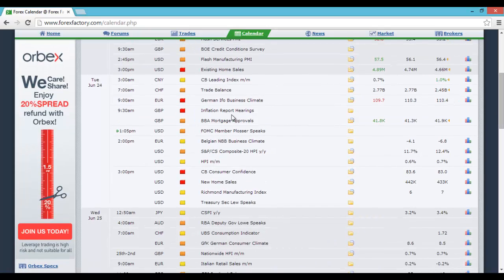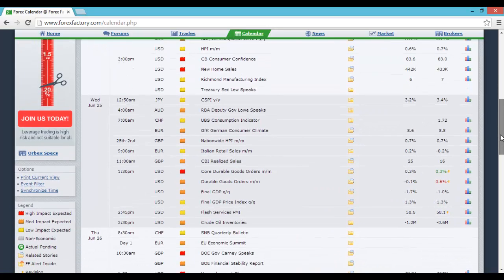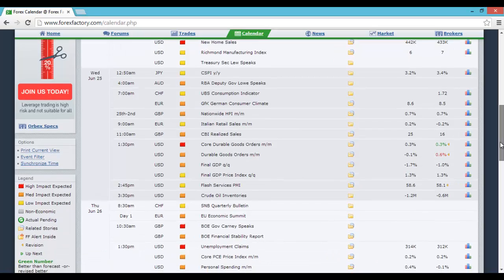Today, we have already had at 9 AM the German IFO business climate that came in weaker than expected. And then in terms of mid-impact stuff, we've had some UK data. In terms of the rest of the week, in terms of high impact stuff, today we've got US CB consumer confidence and new home sales at 3 PM. Tomorrow we've got the durable goods numbers.